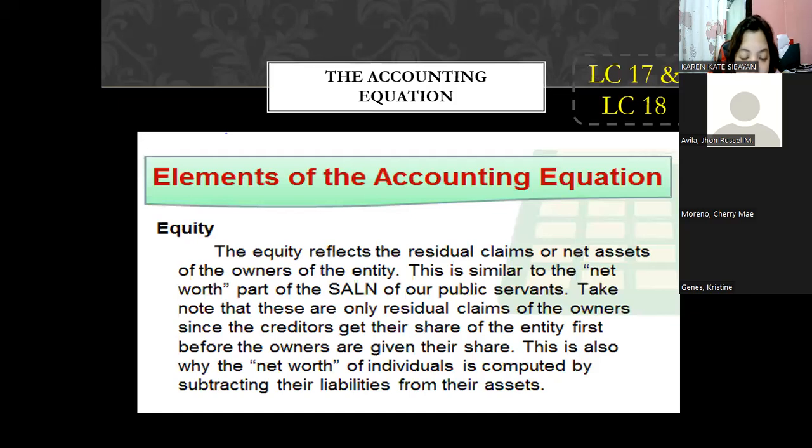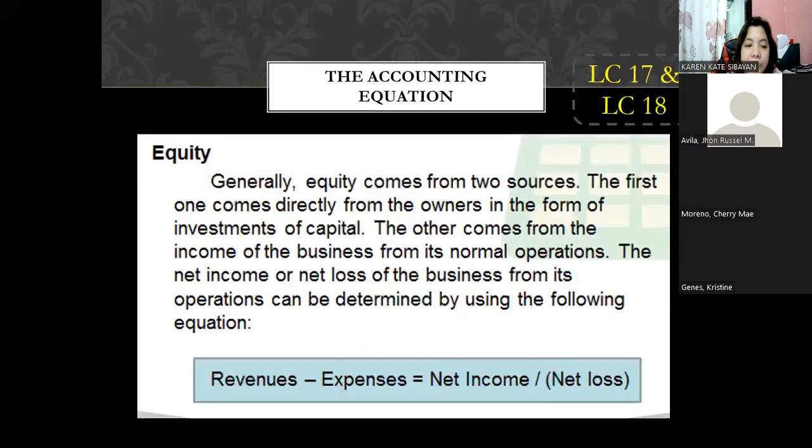This is also why the net worth of individuals is computed by subtracting their liabilities from their assets. So usually, ang involved dito sa equity is meron siyang capital, meron siyang withdrawal, tapos yung net income or net loss. So usually, yun yung involved dito sa paggawa ng equity. Okay?